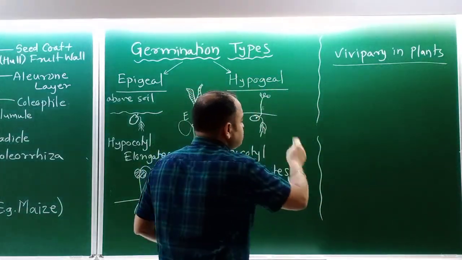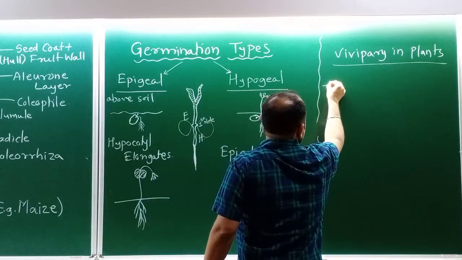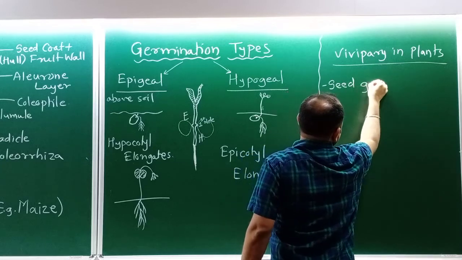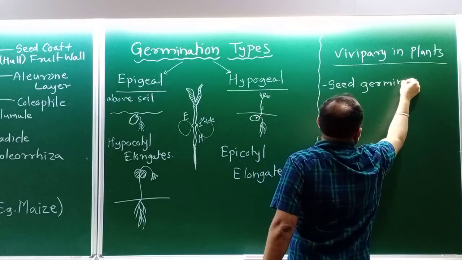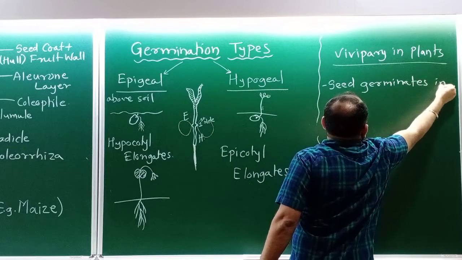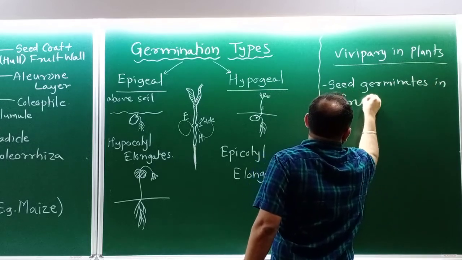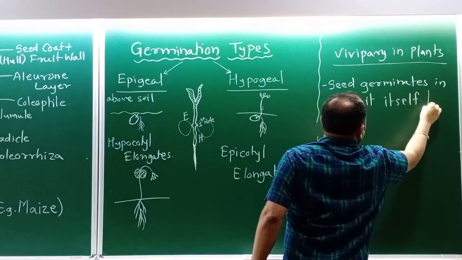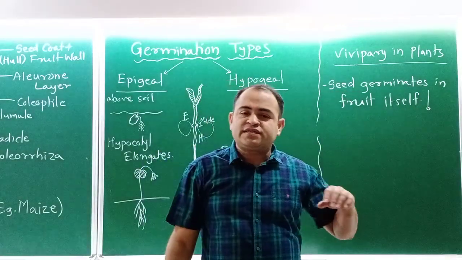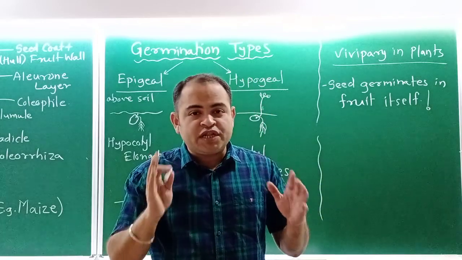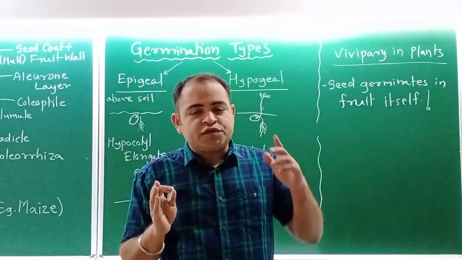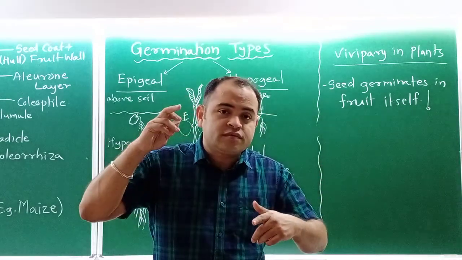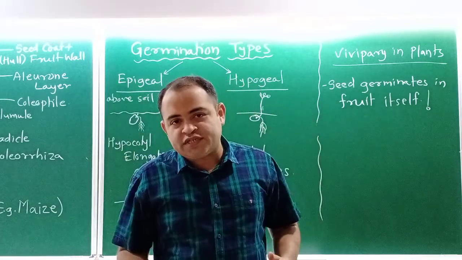So vivipary means seed germinates in the fruit itself. Seed germinates in the fruit itself. What do you mean by germination? Producing radicle out, then producing plumule which grows upwards, in the direction of the sun.